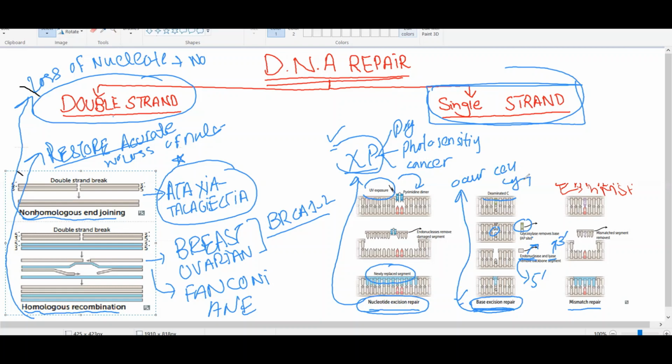Base excision repair takes place in spontaneous and toxic deamination.